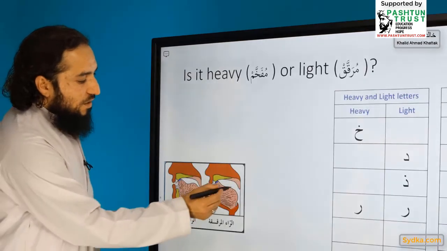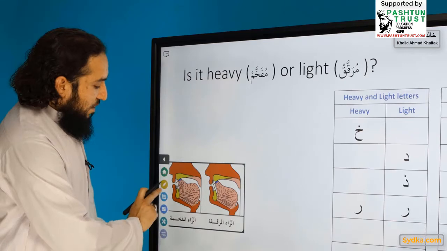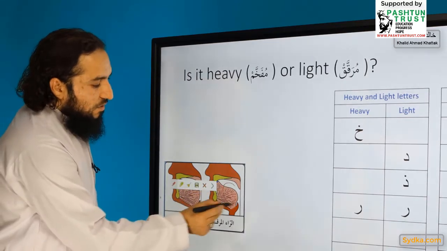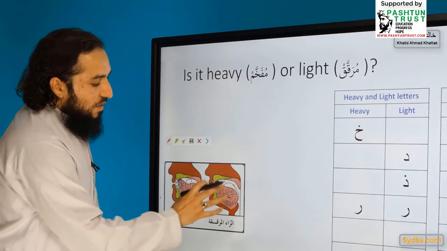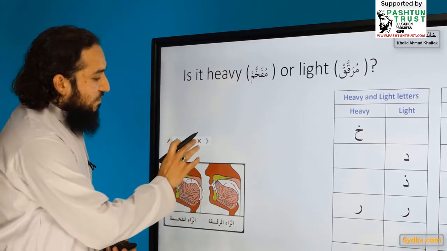But you notice that with heavy and light, the structure and position of the tongue changes. If it's light it is different, if it's heavy it is different.